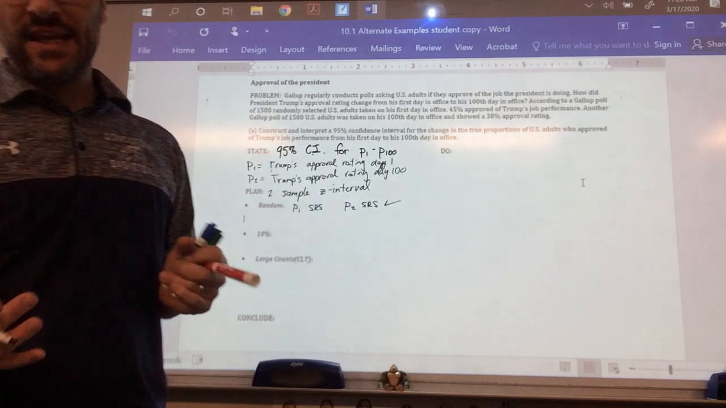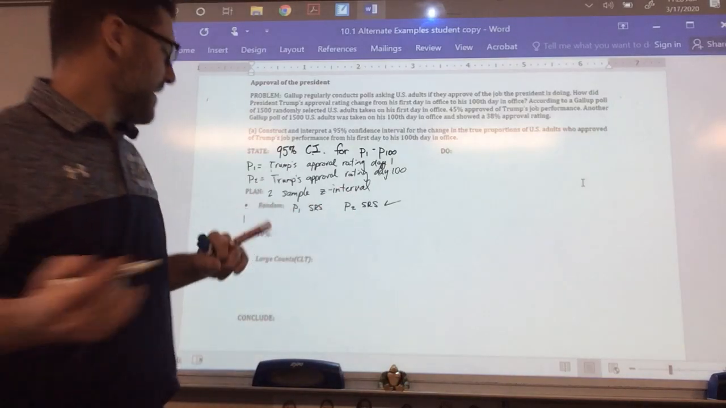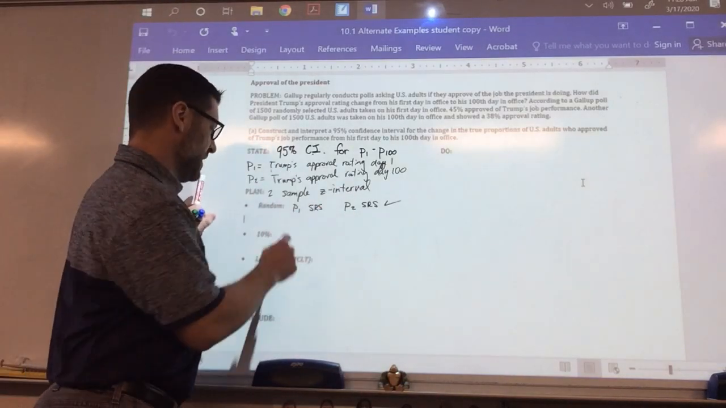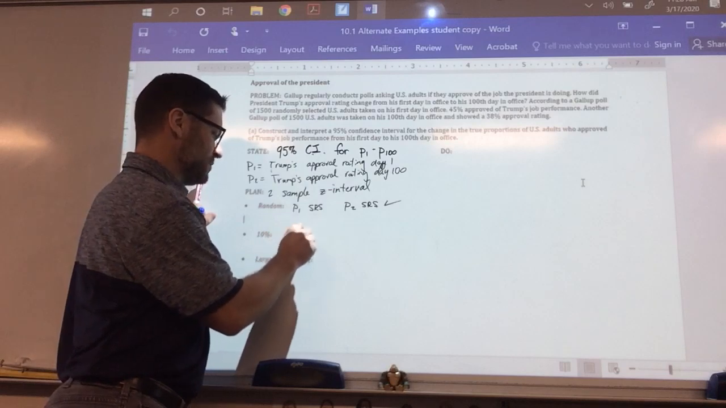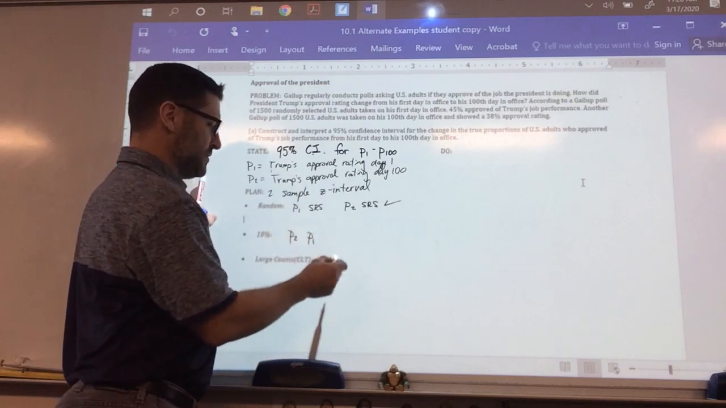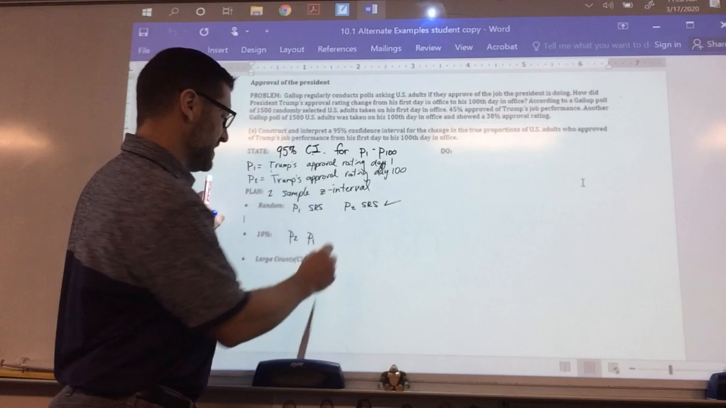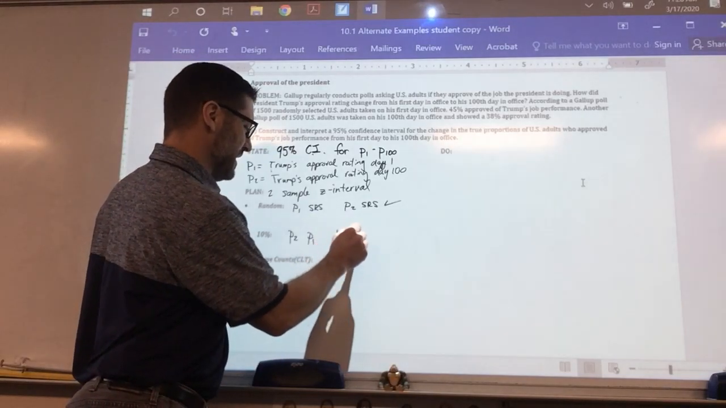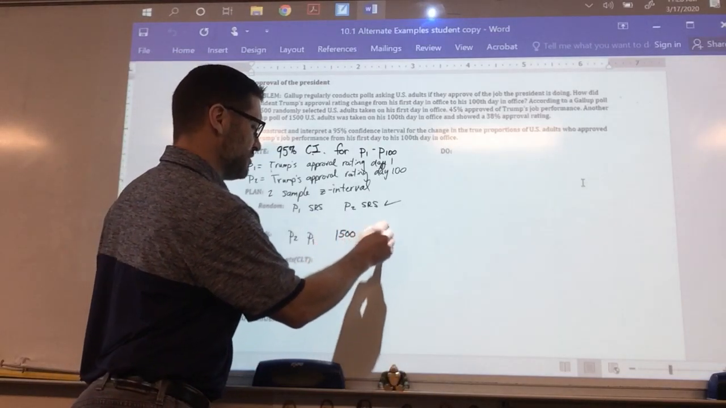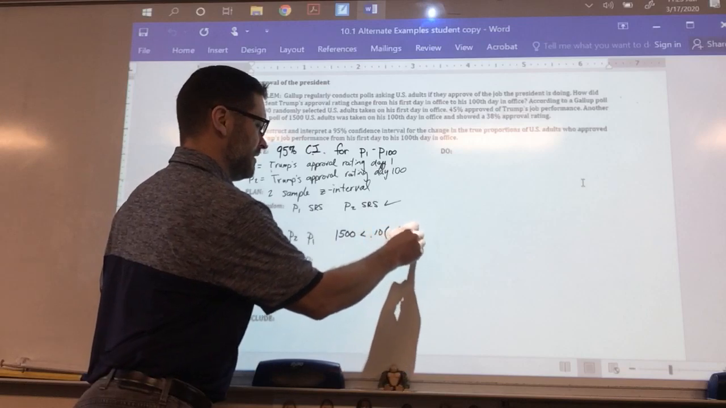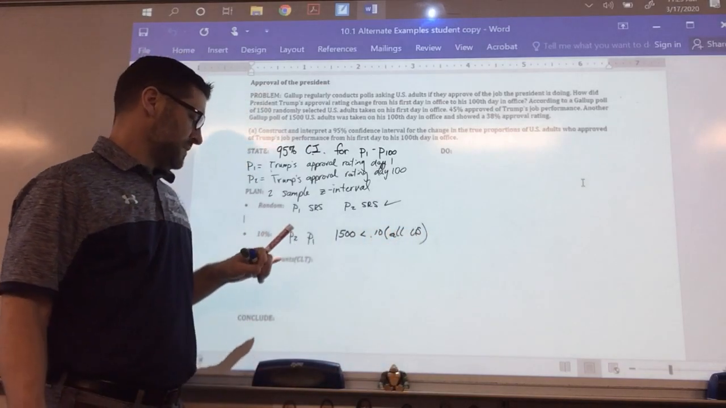For us, the 10% condition, well, again, we're going to have to check it for both. The nice part about this one is for P1 and P2, the number is 1,500. So I would assume that 1,500 is less than 10% of all U.S. adults.